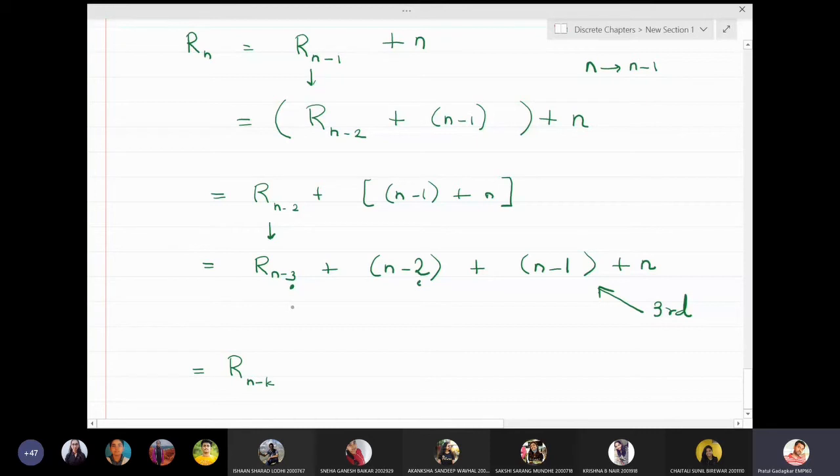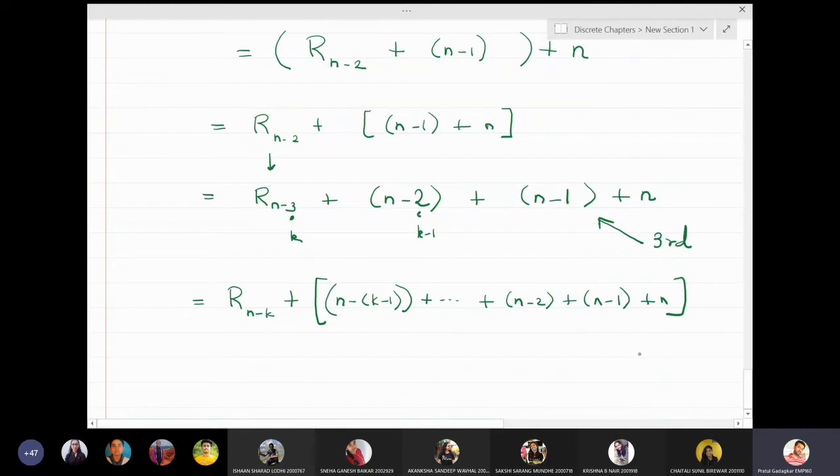So if there's a k here, here you have what? Here you have a k minus 1. So what will come is n minus k minus 1 plus dot dot dot plus n minus 2 plus n minus 1 plus n. Okay, so this will be the situation at the kth stage, right?